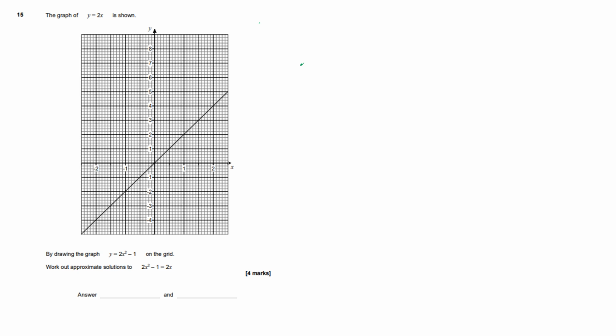Okay, so for question 15, the graph of y equals 2x is shown. So we have y equals 2x. I'm just going to quickly label this. We've got y equals 2x. And by drawing the graph y equals 2x squared minus 1, so they want us to draw y equals 2x squared minus 1 to work out the approximate solutions. Okay, right. The approximate solutions are going to be where the line is intersecting with the other graph. So 2 graphs are going to be intersecting at a point, so we're just going to be finding the approximate solutions for 2x squared take away 1 is equal to 2x. So we're finding the x values.